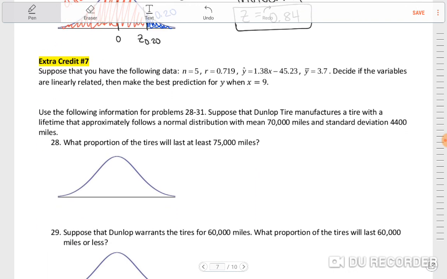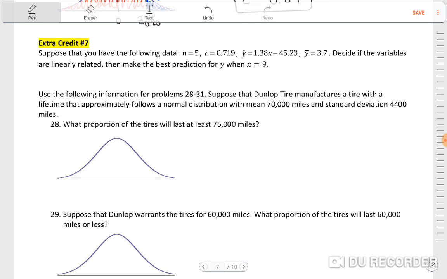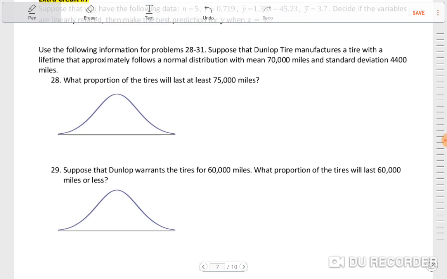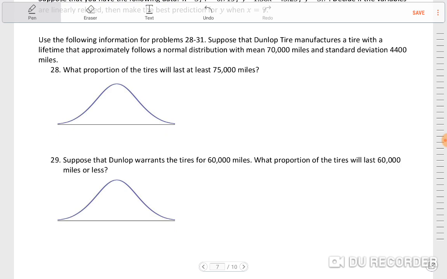Okay, here's your 7th extra credit question. Suppose that you have the following data. N equals 5, R equals 0.719, Y hat equals this equation, and Y bar equals 3.7. Decide if the variables are linearly related, then make the best prediction for Y when X equals 9. Okay, critical value, once again, make sure you look at those critical values. That's chapter 4 also.